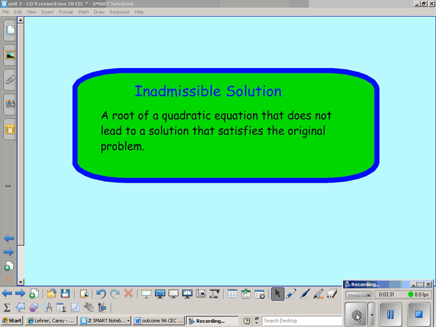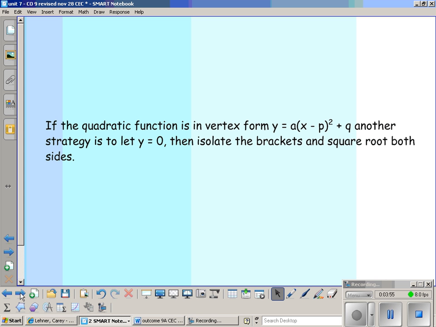An inadmissible solution is the root of a quadratic equation that does not lead to a solution that satisfies the original problem. So when we're dealing with situational problems, sometimes the x-intercept might be a negative and a positive value. But in that situation, only the positive value makes sense. So the negative x-intercept would be called the inadmissible solution. If the quadratic function is in vertex form, another strategy is to let y equal 0, then isolate the brackets, and square root both sides.